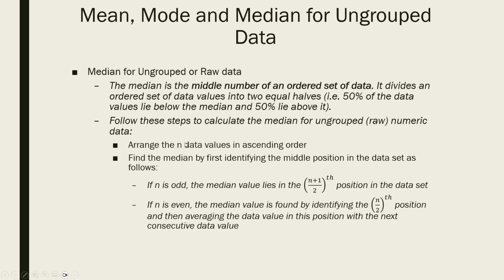One, you need to arrange the data in ascending order. So what it means is you order your data from the smallest value to the maximum value, right? Then after you do that, there is a way that you try to identify the median, right? When you get the median, then like I said, it divides the ordered set of data values into 2 equal halves. So that means that 50% of the data lies below the median and 50% of the data lies above the median.